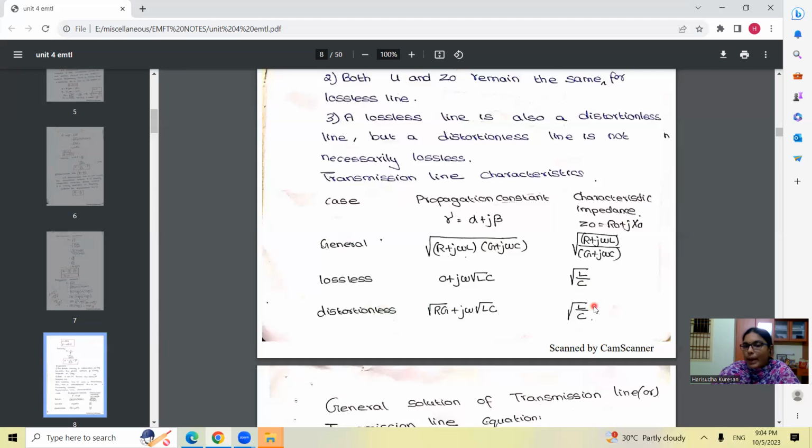So the two common parameters for both the cases, lossless and distortionless line, are the characteristic impedance and the velocity equation, which remain the same for both the special cases.